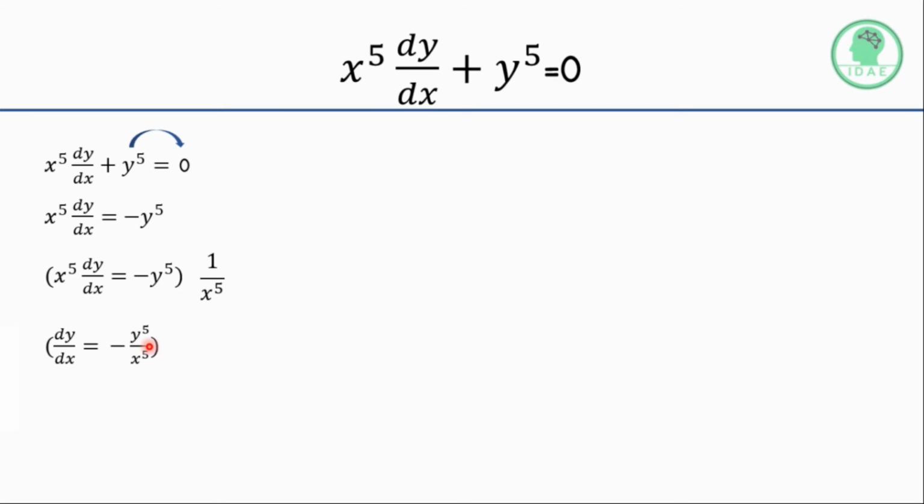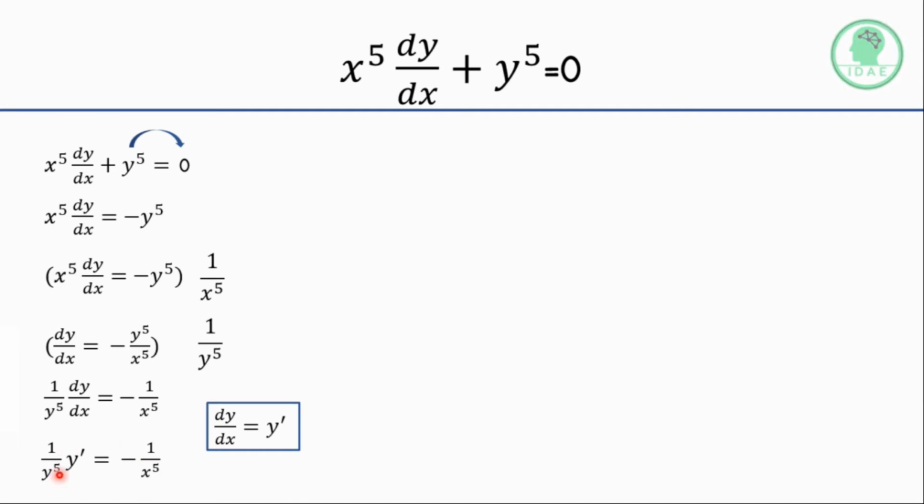All right, awesome. So we continue, and now we multiply by 1 over y to the fifth to get rid of the y from this side of the equation and pull it to this side so that we can get x's on one side and y's on one side. All right, so we continue and we get this type of equation. Of course we know dy over dx is the same thing as y prime, so we can just substitute that there, right? So we get 1 over y to the fifth, y prime equals negative 1 over x to the fifth.